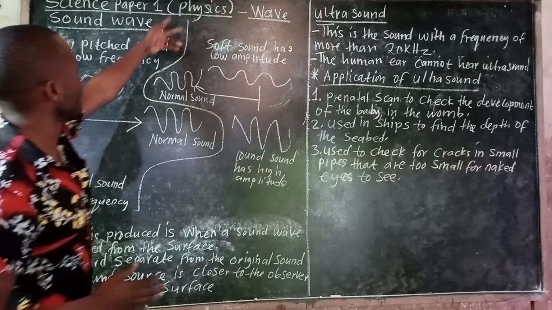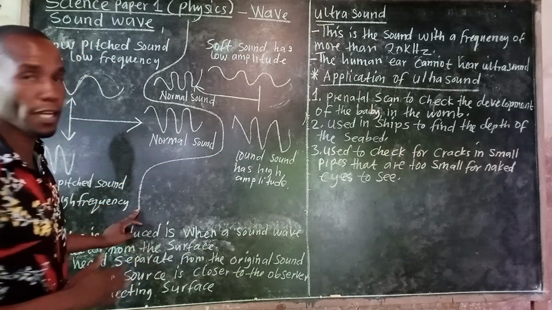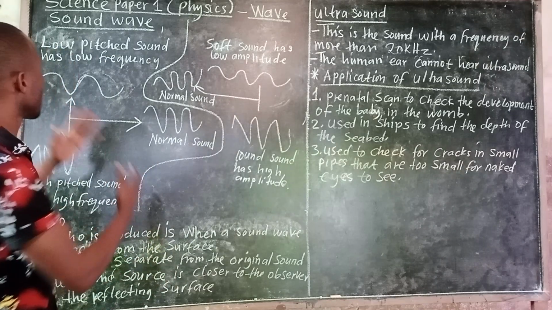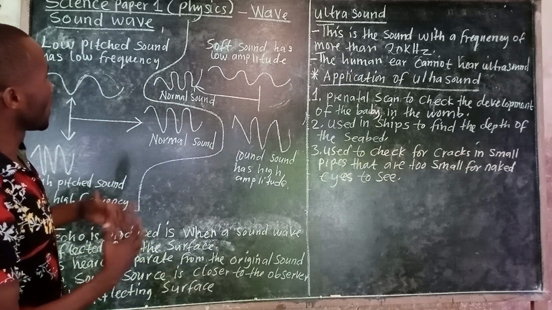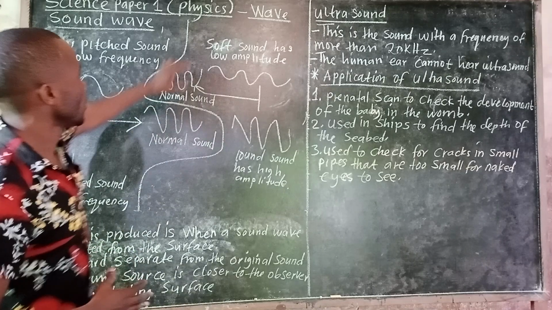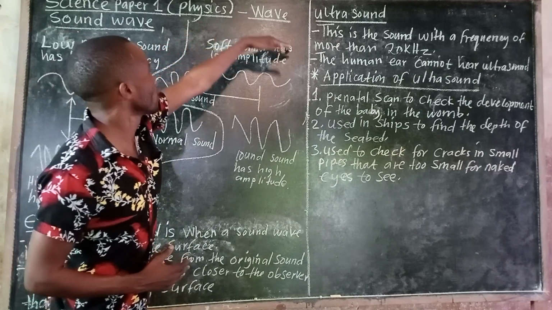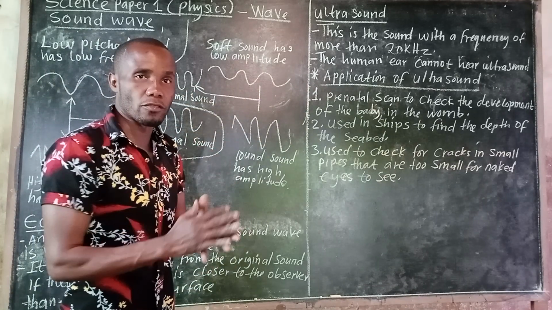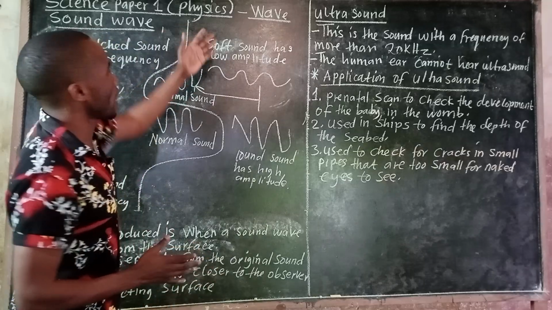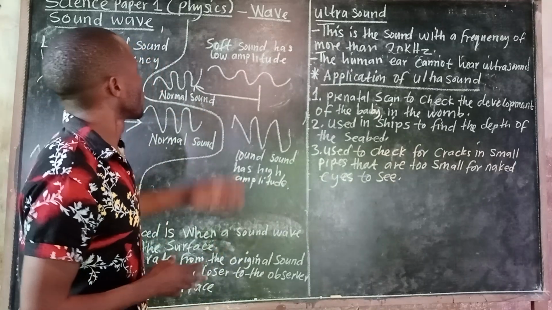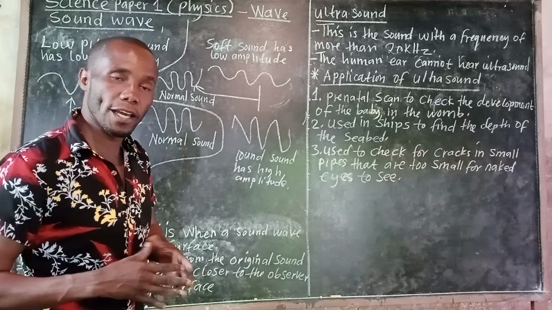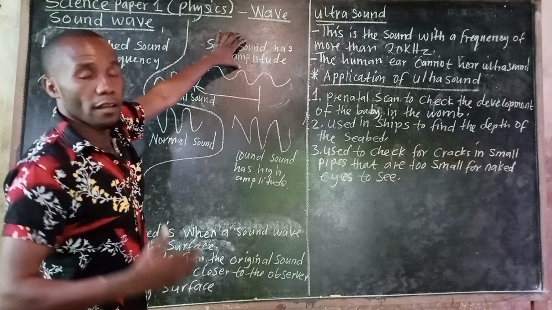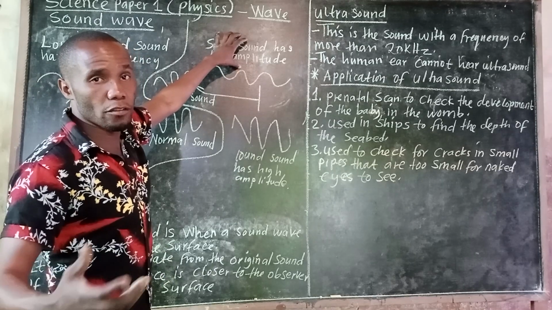So let us come this side. This is just the demarcation that I put, separating the pitch of sound and the loudness of sound. So here we have soft sound, which has a low amplitude. To those of you who have been following me, I talked about the pitch and the loudness of sound. Loudness of sound depends on the amplitude. So when the amplitude is low, the loudness of sound becomes what?